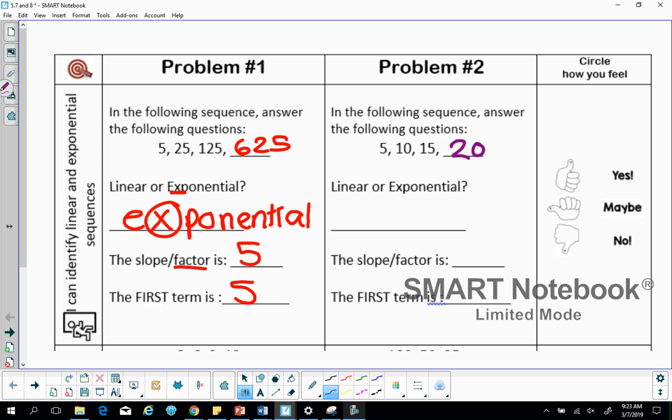How do you get that? Adding by 5. So would that be a slope or a factor? Slope. Is it linear or exponential? Linear, right? Because we're adding. And what's my first term there? Beautiful.